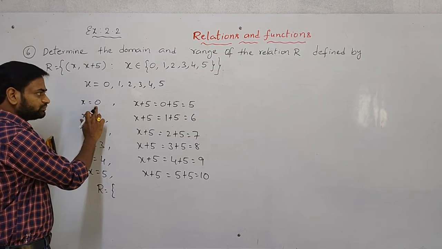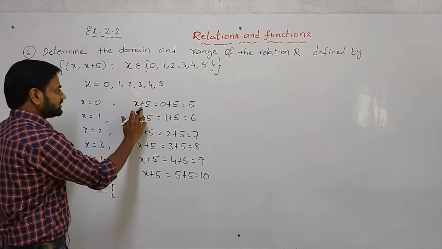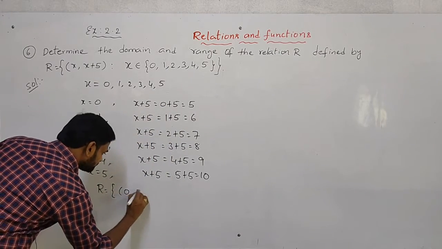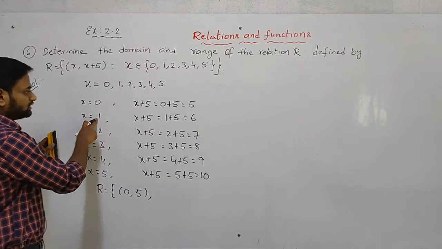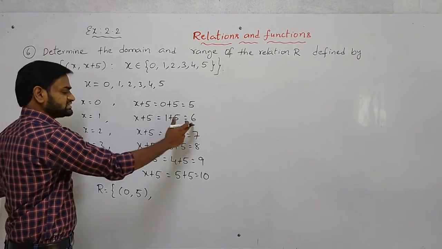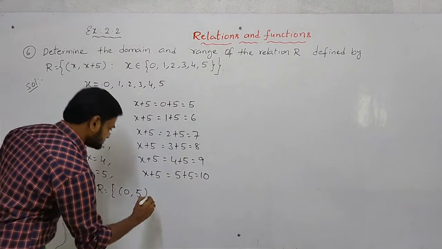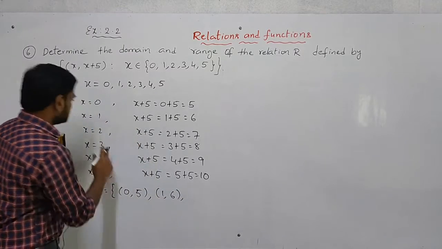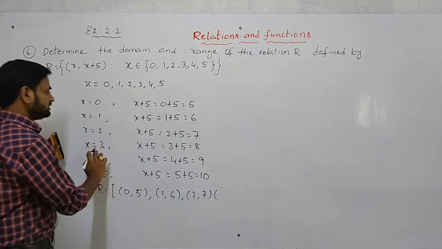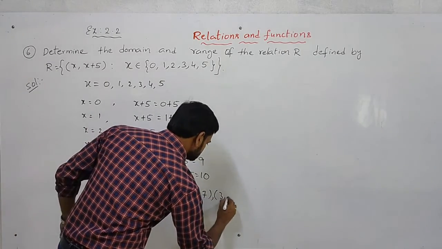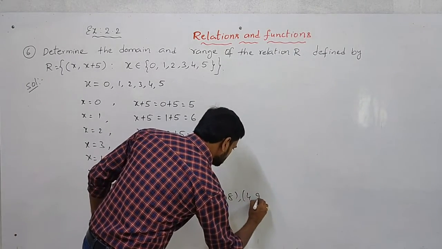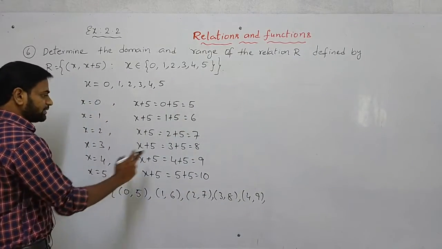So x value is 0. The corresponding x plus 5 value is 5. So 0 comma 5. Next, x value 1. When x value is 1, the corresponding x plus 5 value is 6. So it is 1 comma 6. Next, 2 comma 7. Next, 3 comma 8. Next one, 4 comma 9. And finally 5 comma 10.